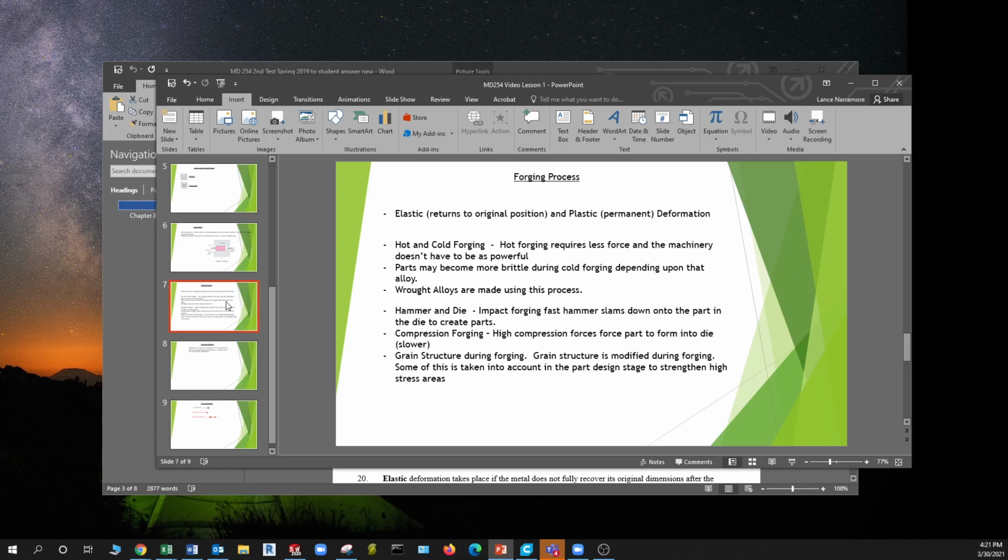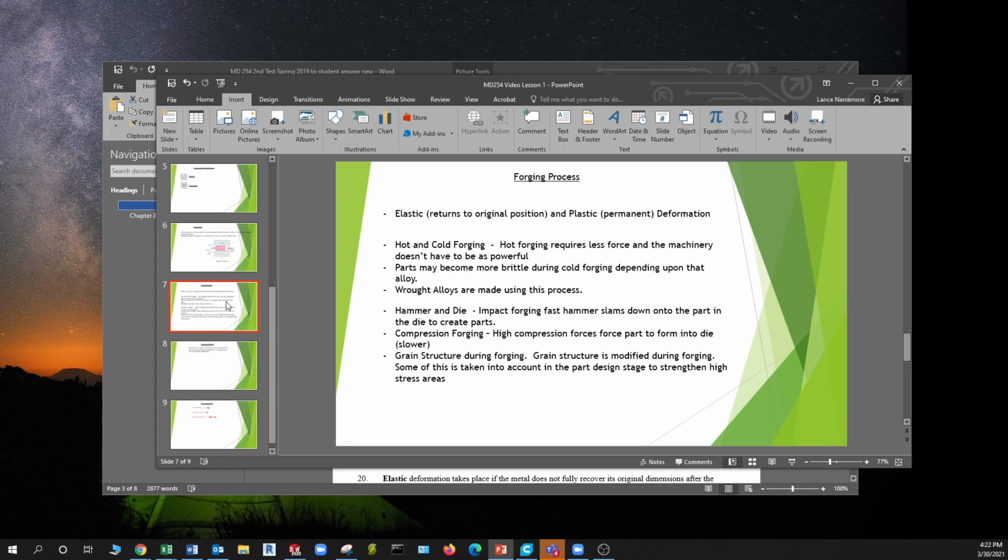Also, hammer and die forging. So hammer and die is where we have a die. We've seen a video on this in class where we have a die and a hammer comes down and slams the part into the die and creates the shape or the rough shape of the part. And generally it's done in succession and in stages. There's 3 or 4 stages of forging dies to get from the original part size to the final part size.